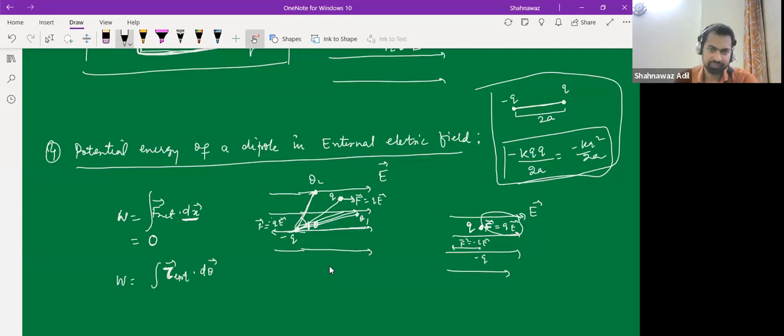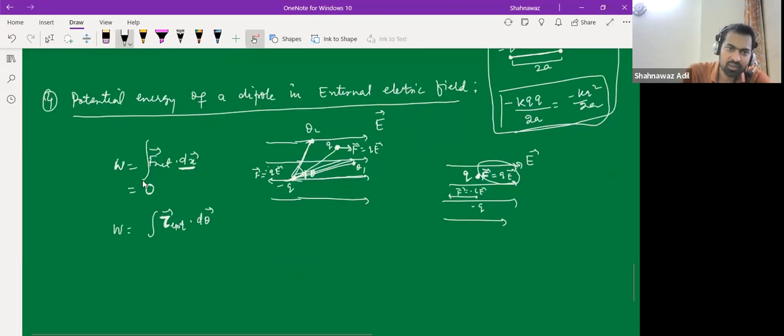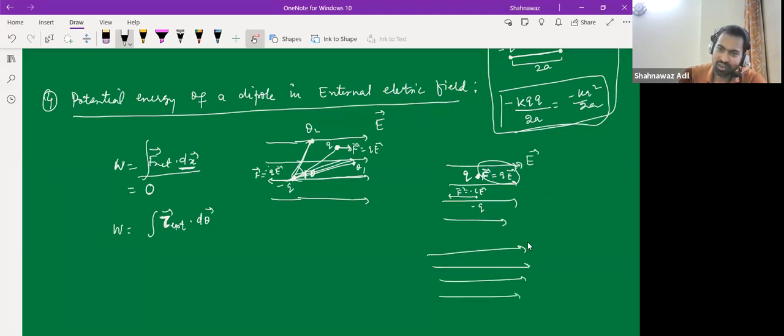Is this clear, guys? Yes, sir. Because this work done would be zero, but we have the work done due to this change in angle. Let's see if you remember or not. What was the torque on a dipole due to electric field? Anybody remembers? What was the torque?